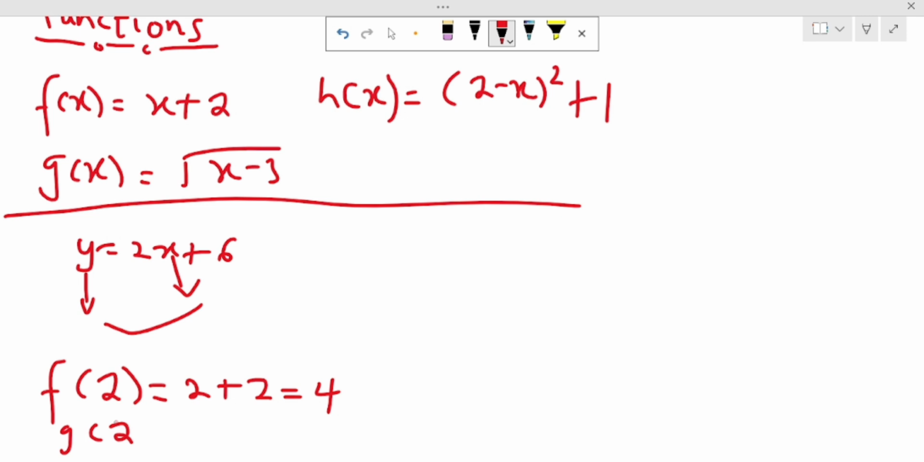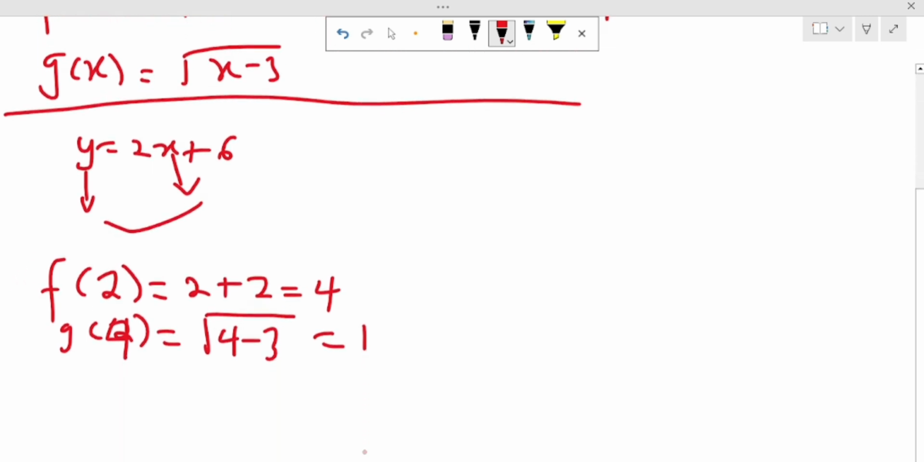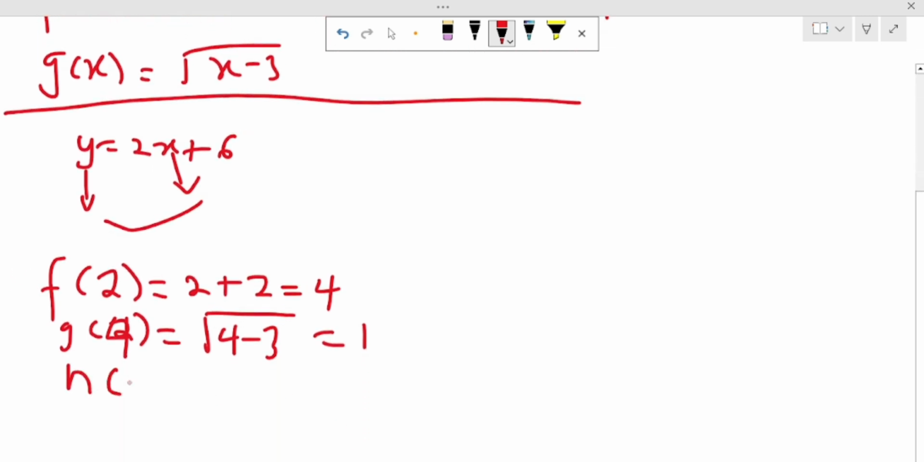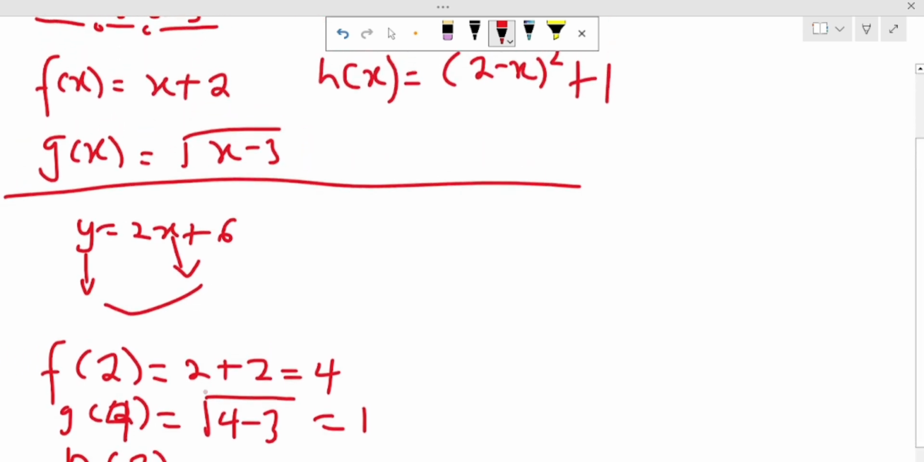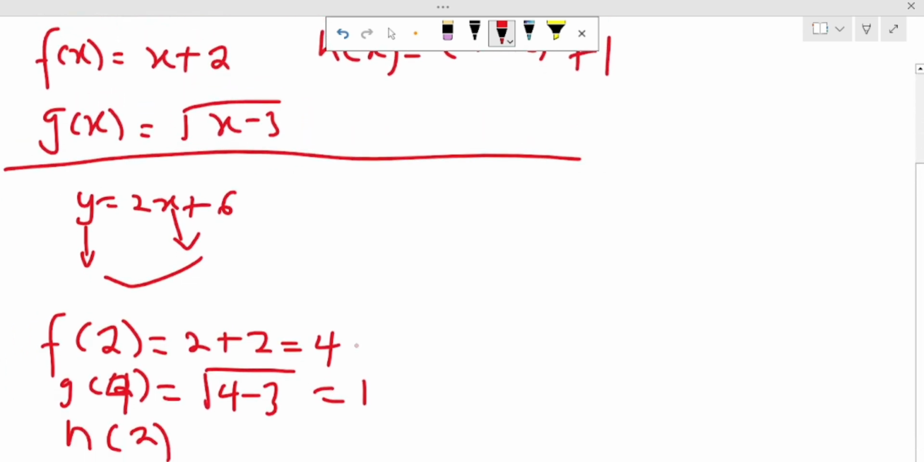Now let's do the same for g of 4. I don't want to complicate things because we'll be doing what we call domain. So for that, we are going to get root of 4 minus 3, which will be equal to what? 1. Now I will leave you to find the value for h of 2 and tell me the answer in the comment section. I'll be expecting your answers.